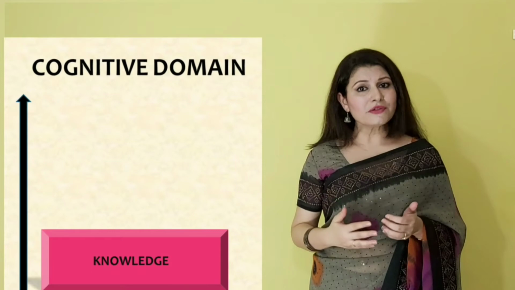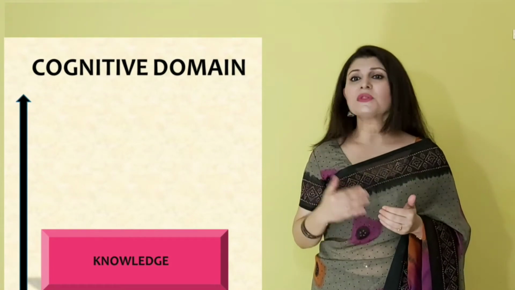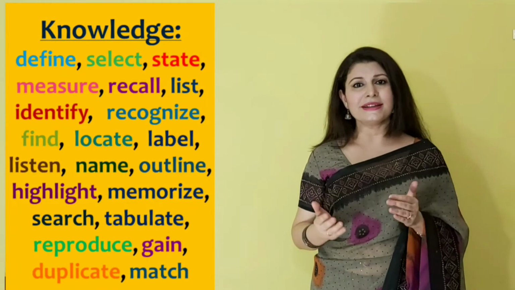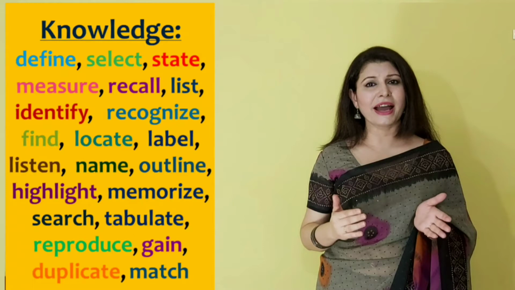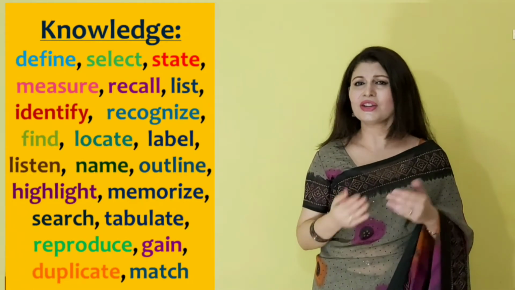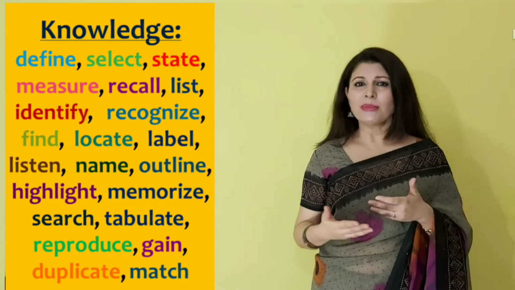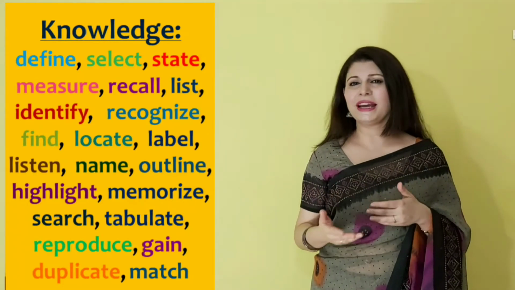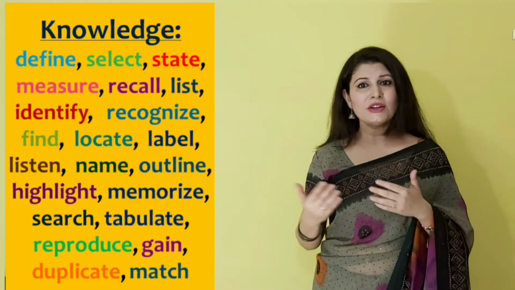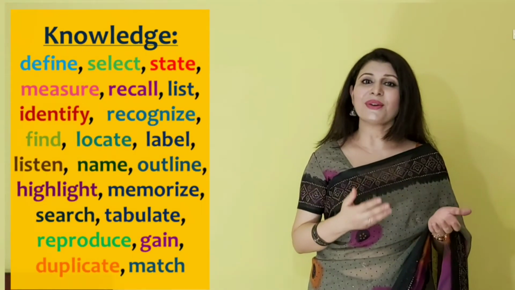So, in the cognitive domain, the action verbs which can be used at knowledge level are define, select, state, measure, recall, list, identify, recognize, find, locate, label, listen, name, outline, highlight, memorize, search, tabulate, reproduce, gain, duplicate, match, etc. By using these verbs, we can set the objectives of the topic which we are going to teach in the class.